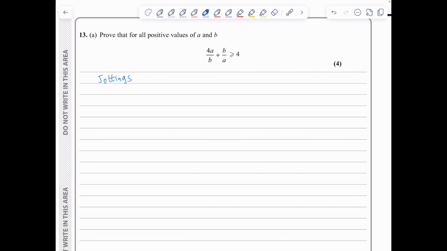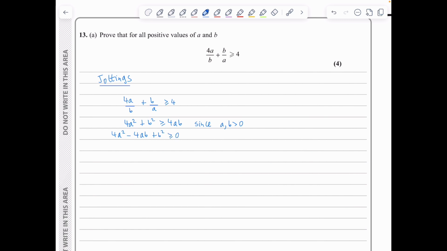So starting with what we are given, we've got 4a over b plus b over a being greater than or equal to 4. Now since a and b are positive, I can multiply throughout by ab to get rid of the denominators. So we're looking at 4a squared plus b squared being greater than or equal to 4ab. And I'm going to mention here that this is valid since both a and b are positive. Now we'll collect everything on the left-hand side. We get 4a squared minus 4ab plus b squared being greater than or equal to 0.